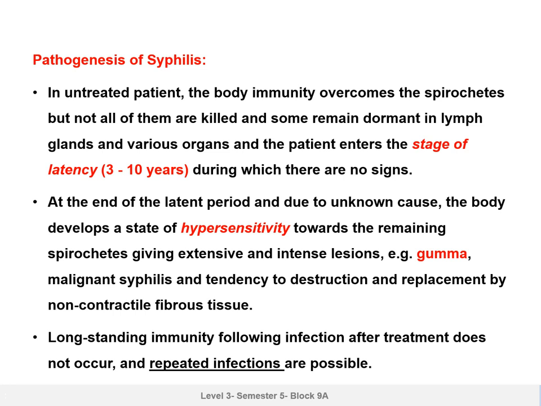In untreated patients, the body's immunity will overcome the spirochete, but not all of them are killed, and some remain dormant in the lymph glands and viscera or organs, and the patient enters the stage of latency, which lasts 3 to 10 years, during which there are no signs. At the end of this latent period, and due to an unknown cause, the body will develop a state of hypersensitivity toward the remaining spirochetes, which results in the gumma, malignant syphilis, and a tendency to destruction and replacement by non-contractile fibrous tissue. Long-standing immunity following the infection and treatment does not occur, and repeated infections are possible.